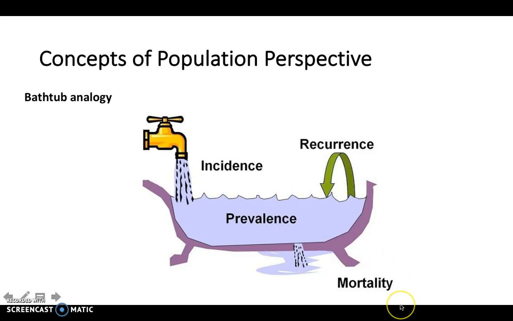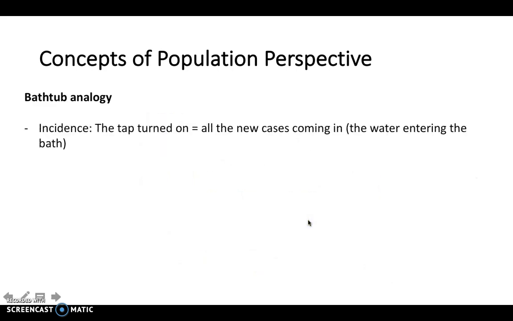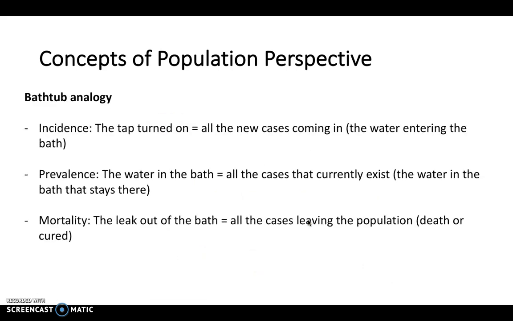And lastly, you can have the mortality, or the loss of cases. Now this could be from either people being cured of their illness and becoming better, or people dying and therefore also leaving the system. So this is essentially a metaphor of showing that actually you have incidence, you have prevalence, and you have mortality, but actually how do those three things impact upon each other?